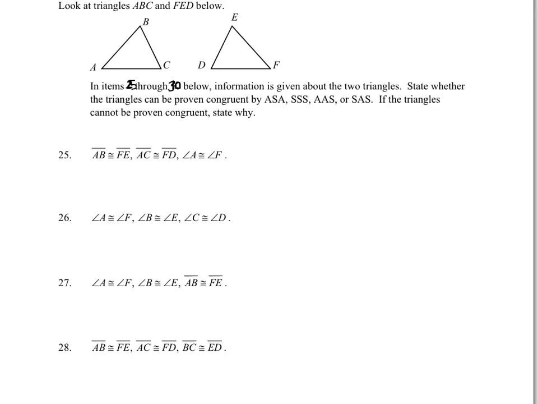So the first one we're given is AB is congruent to FE, AC is congruent to FD, and angle A is congruent to angle F. As we can see, we have side-angle-side, which proves triangle congruency, so that's the answer for 25. 26 says angle A is congruent to angle F, angle B is congruent to angle E, and angle C is congruent to angle D. The problem with that is that it cannot be proven congruent.